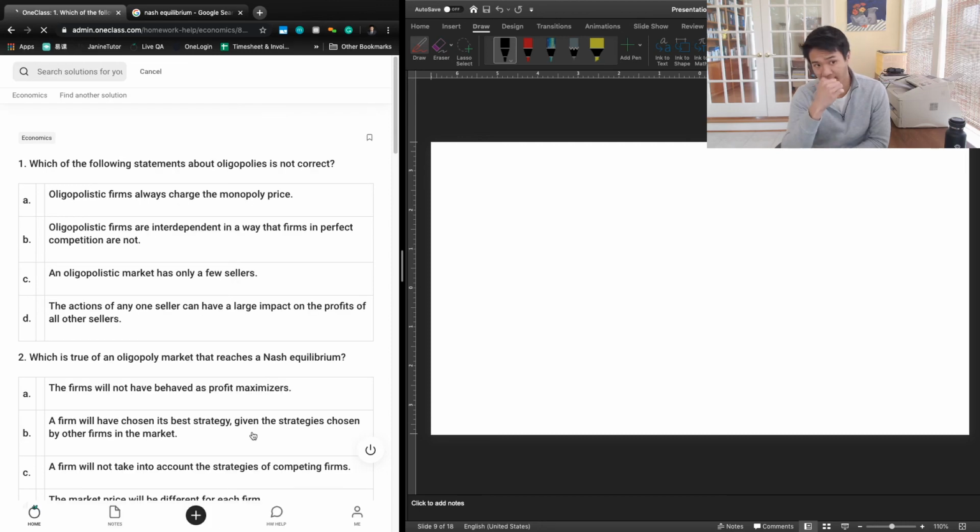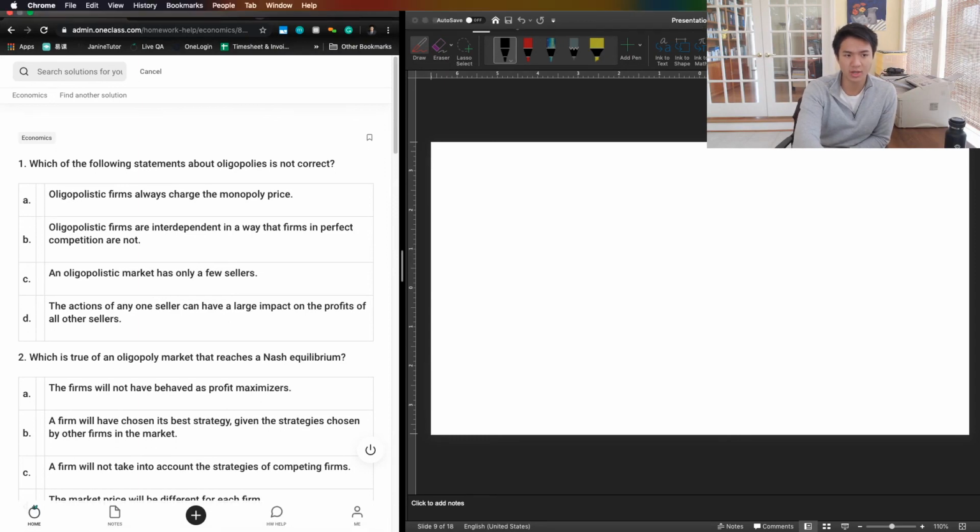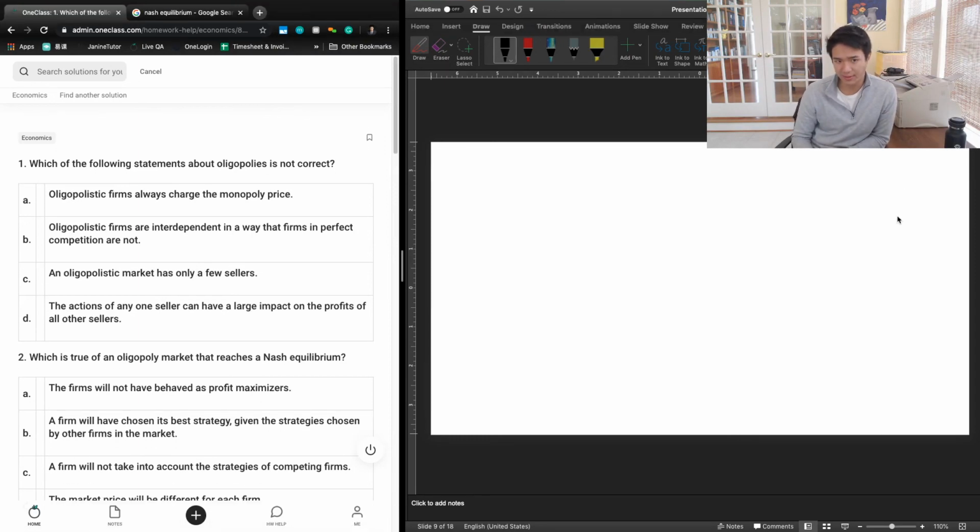Okay, next question is multiple questions actually, I think 4 questions. It's talking about oligopolies, right? So it says, which of the following statements about oligopolies is not correct? So an oligopoly, for background, is a market structure in which there are a few very large firms. So it's not a monopoly, a monopoly is one firm, mono. Oligopoly is multiple. So there's going to be a few large firms that have large market power, right?